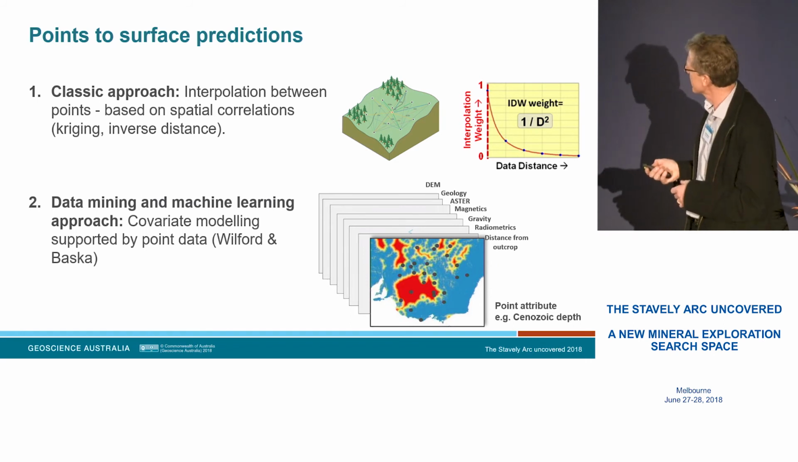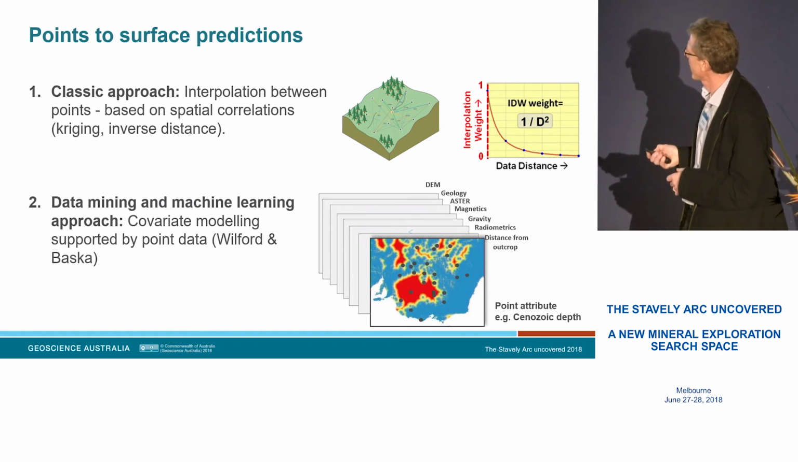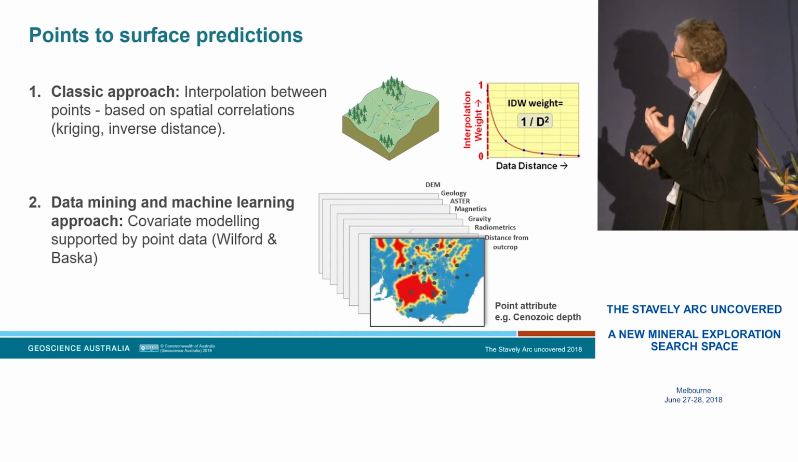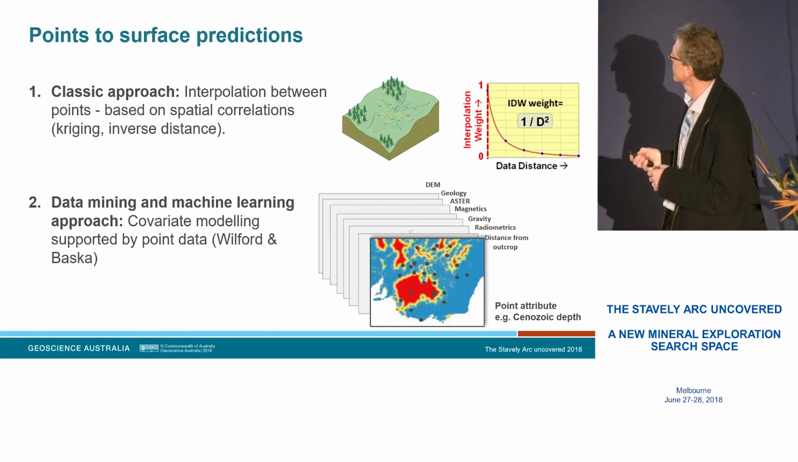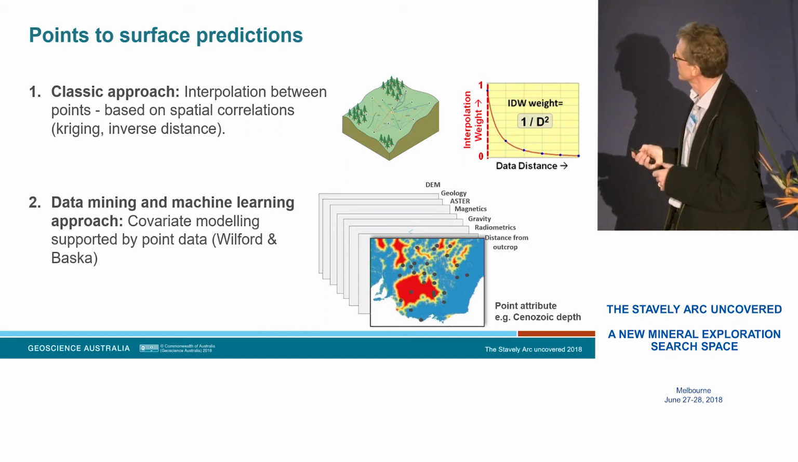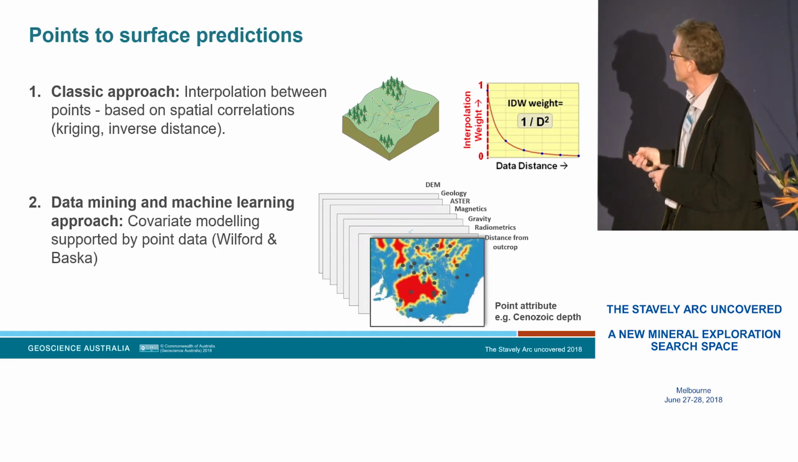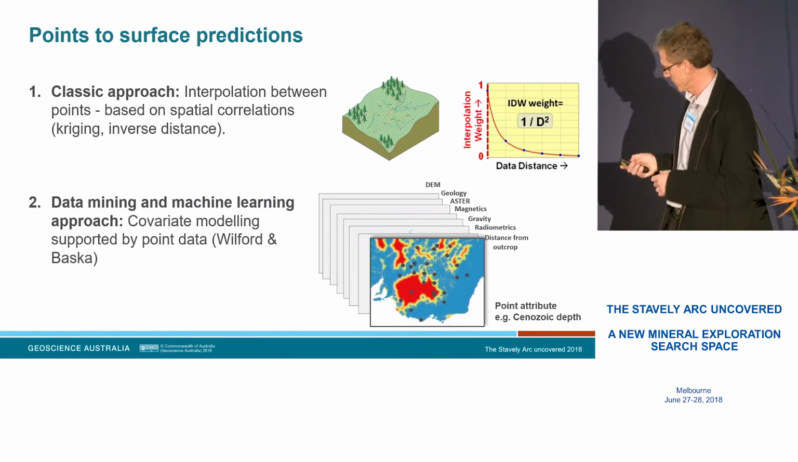And so essentially, your points now become a training set. So you're looking at the relationship of that training data with respect to gridded data sets. And then you're using that relationship to predict what's happening between your training points, your depth points. Rather than just interpolation, you're now going into predictive space.